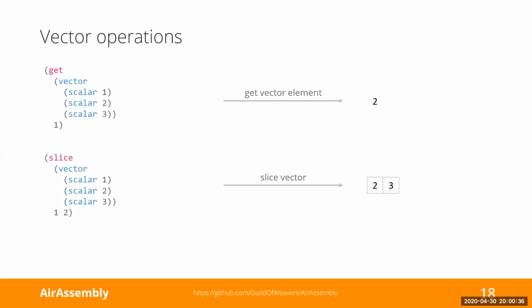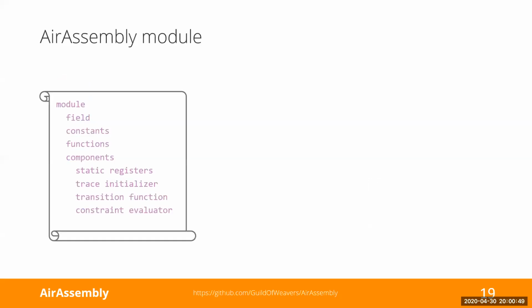Vector operations are very straightforward as well. You can extract an element from a vector, and then you get a scalar, or you can get a part of the vector by using a slice operation. So this covers pretty much all the syntax. As I mentioned, the language is very, very simple, so there is not a lot of complexity behind it.